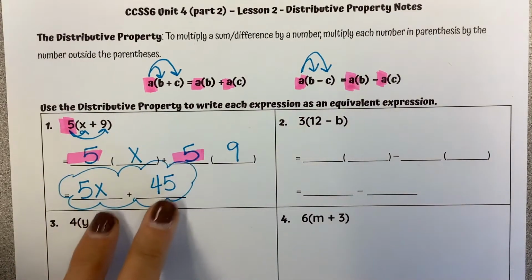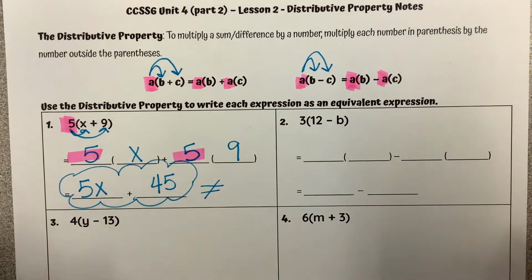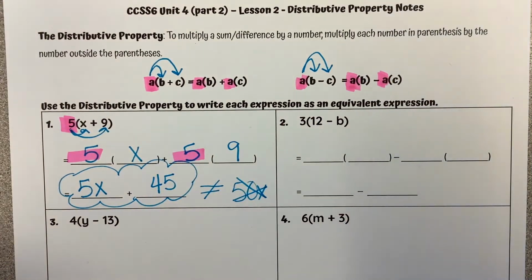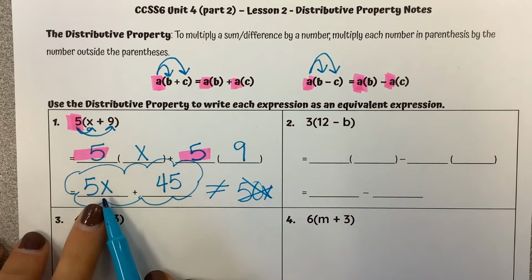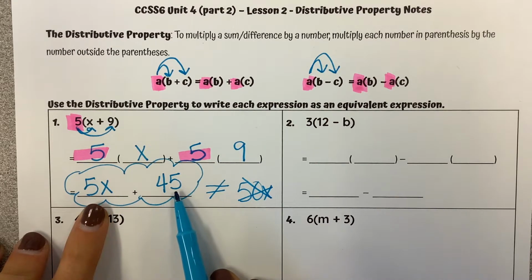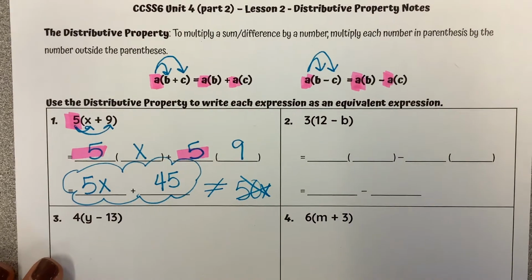Because I can't combine these. These aren't like terms. Do not combine this and say this is 50x. That is wrong. You can't combine it. This would be like having 5 boxes of Oreos plus 45 individual Oreos. We can't combine that and say that we have 50 boxes.